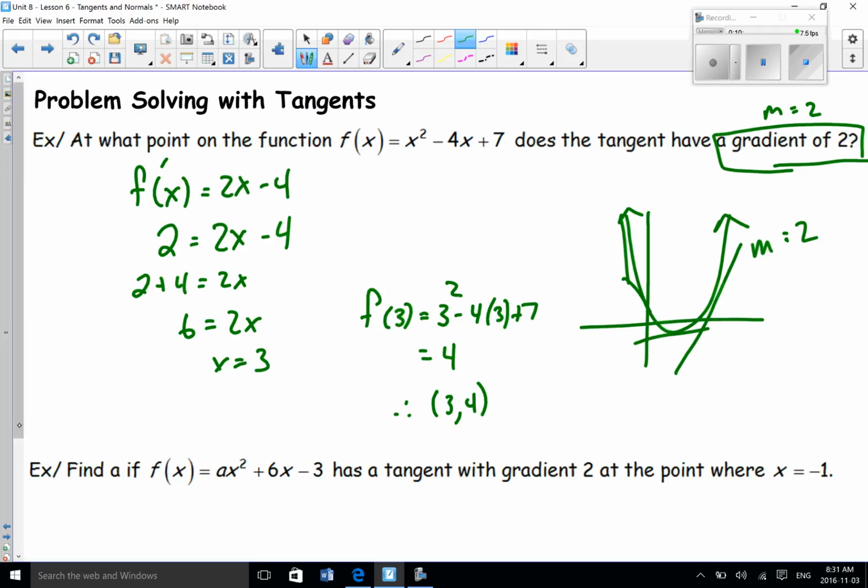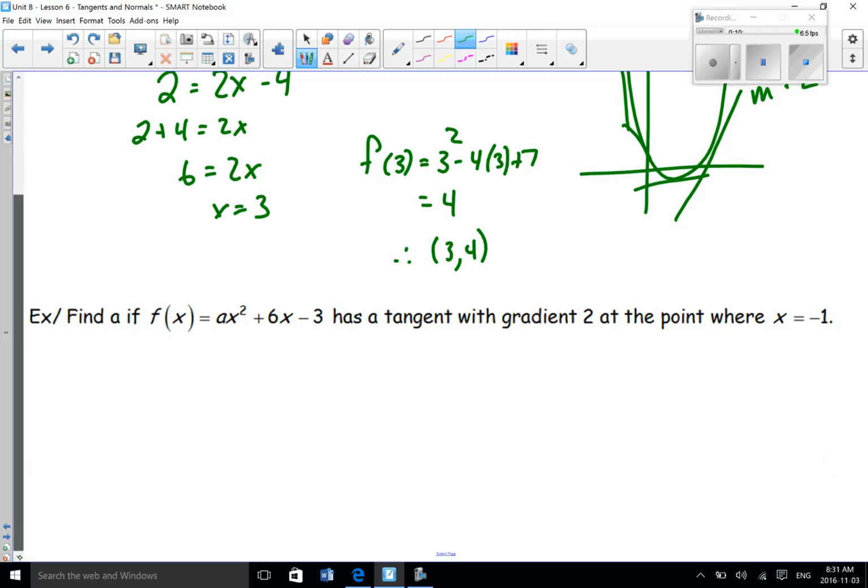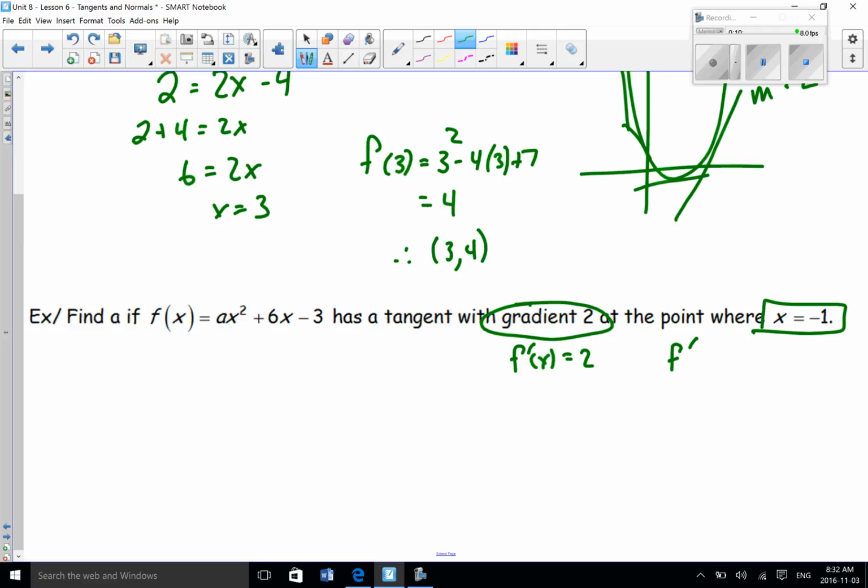Here's a little bit of problem solving. Okay, you gotta try the next one. Find a for this function if the tangent gradient is 2 at the point where x equals negative 1. So what are they giving us? Oh, they're telling us the derivative again. They're telling us that f prime equals 2. Actually, in fact, they're telling us that f prime at negative 1 equals 2.